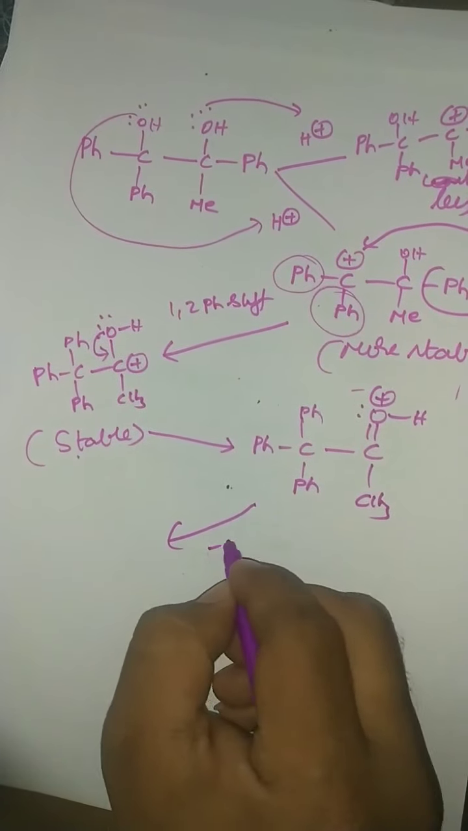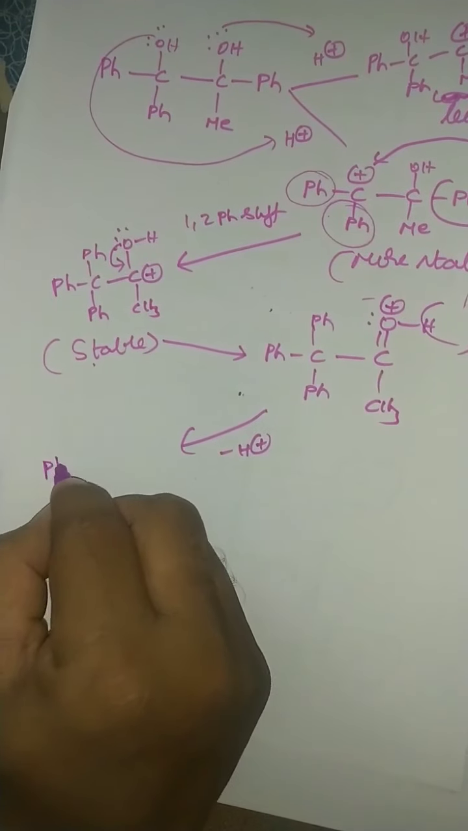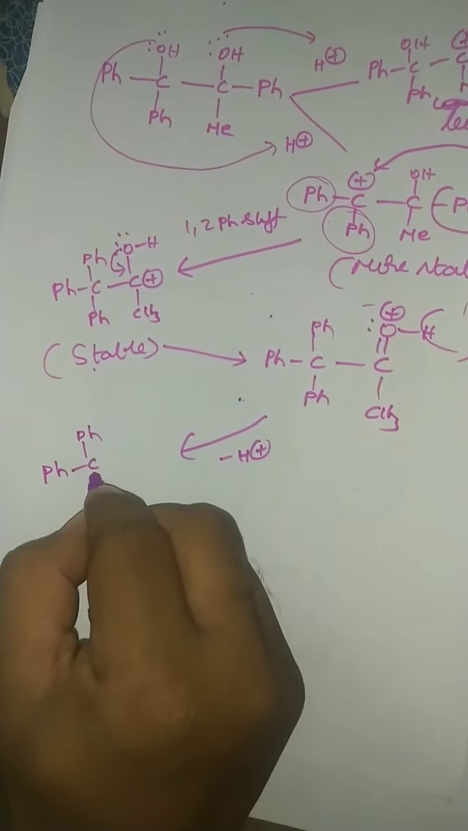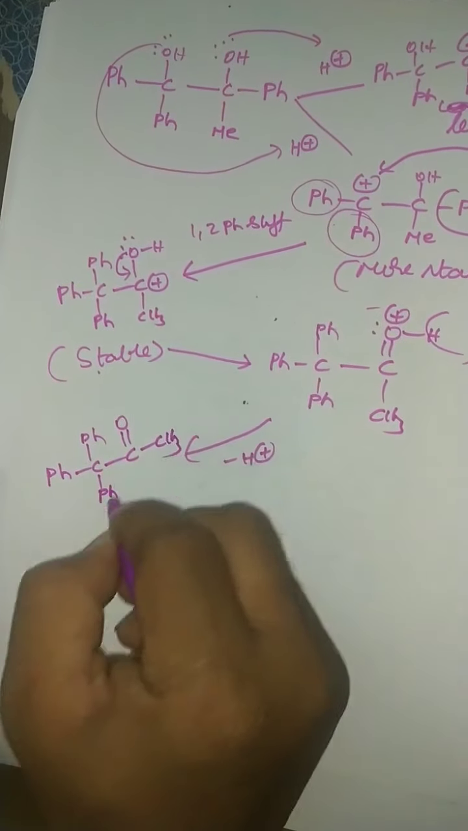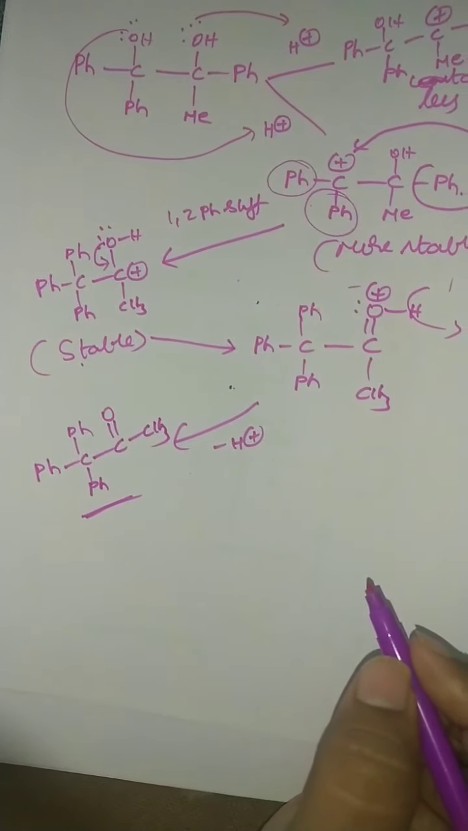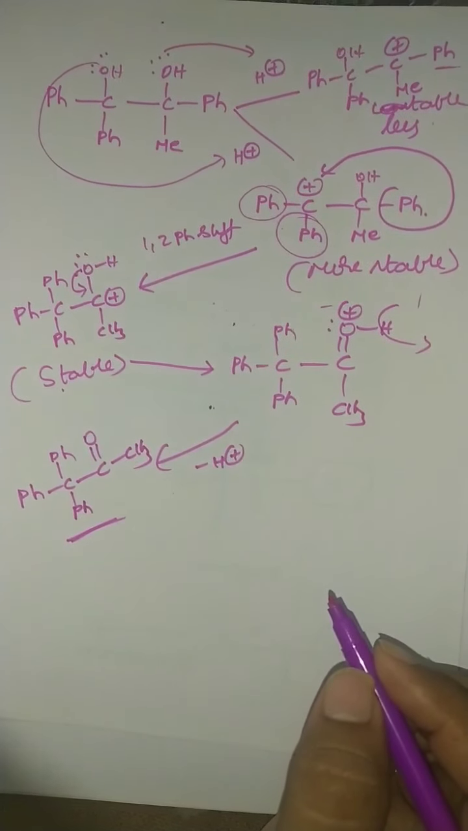Next step, the catalyst is recovered. This H plus is removed. So finally, what are you going to get? C, Ph, Ph, C double bond O, CH3. This is the pinacolone structure. This is a pinacolone structure, right?